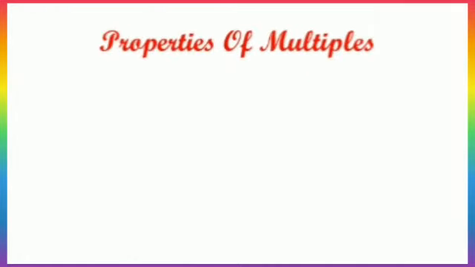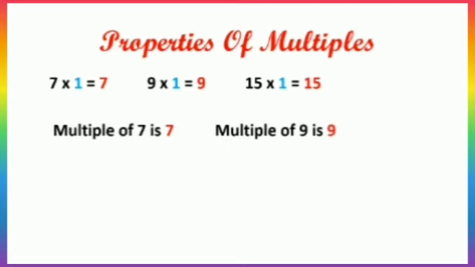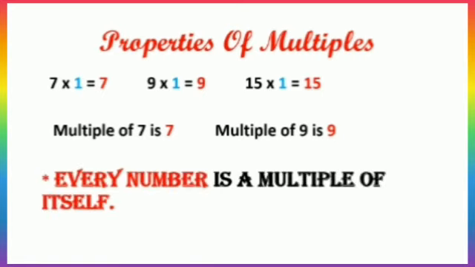Then, I have the second property. When I multiply 7 by 1, I get 7. 9 by 1, I get 9. Similarly, when I multiply the two numbers, that is 15 and 1, I get the multiple 15. So, what do we see here? That a multiple of 7 is 7 and a multiple of 9 is 9. So, from here we have the second property of multiples, which says that every number is a multiple of itself.